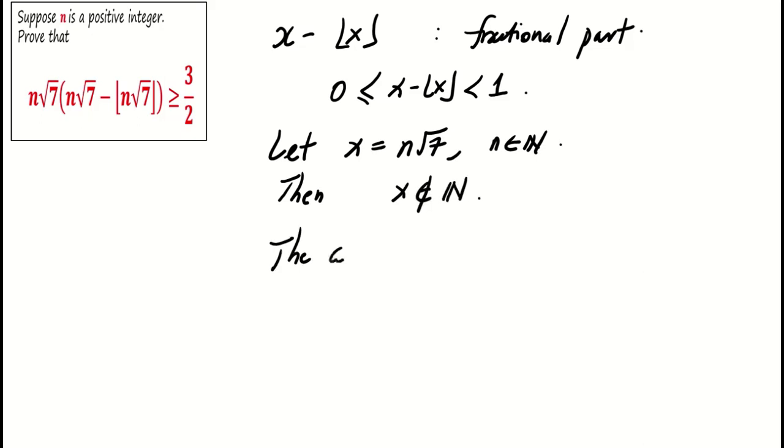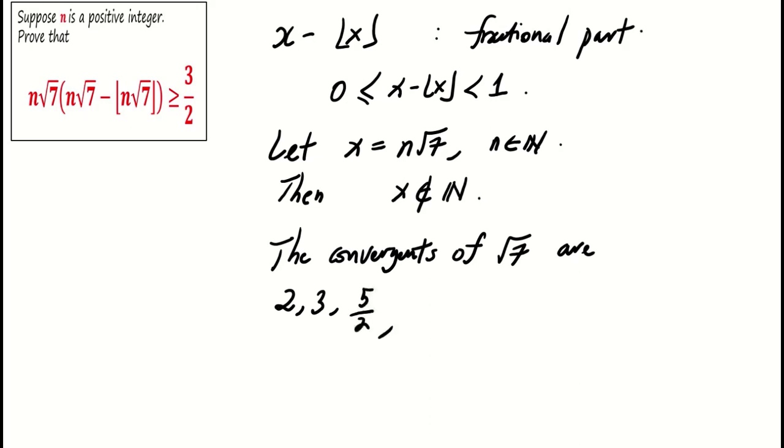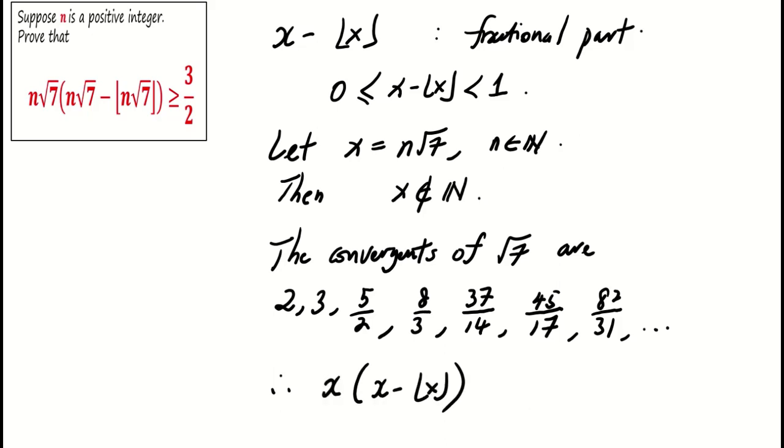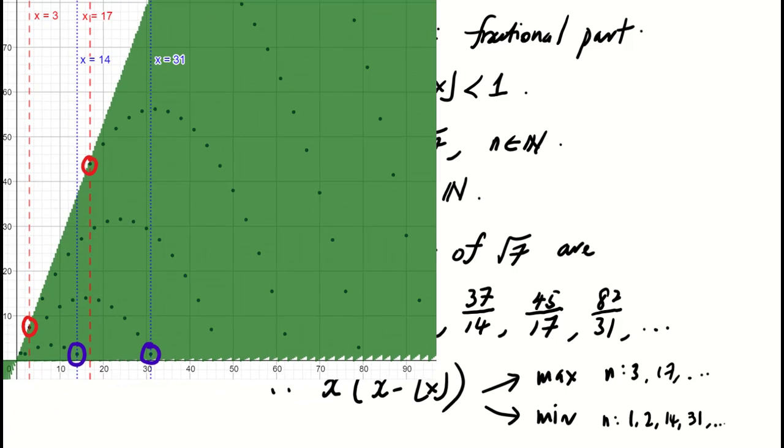It's intriguing to observe that the convergents of square root of 7 are 2, 3, 5 over 2, 8 over 3, 37 over 14, 45 over 17, 82 over 31, and so on. We find that x times (x minus the floor of x) reaches its maximum and minimum values when n equals 3, 17, and n equals 1, 2, 14, 31 respectively. Refer to the diagram to visualize this concept.